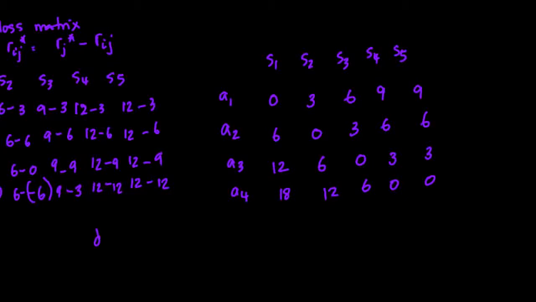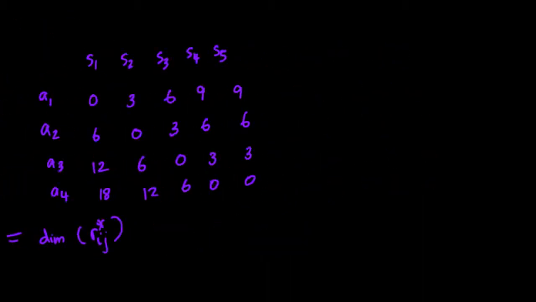So note the dimension of the reward matrix must equal the dimension of the loss matrix. If it's not obvious here, you can see that they are of the same dimension, the reward matrix and the opportunity loss matrix. Now, we have to apply the Minimax rule for this matrix. So it's Minimax.